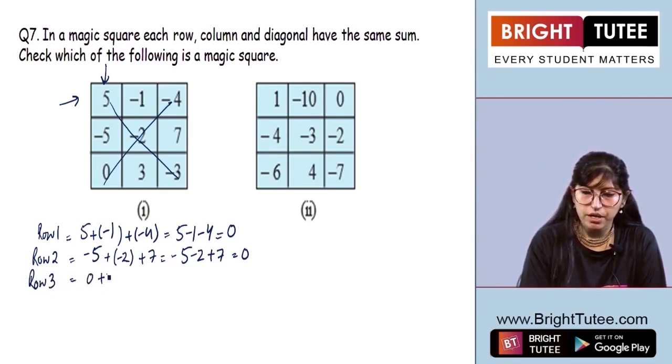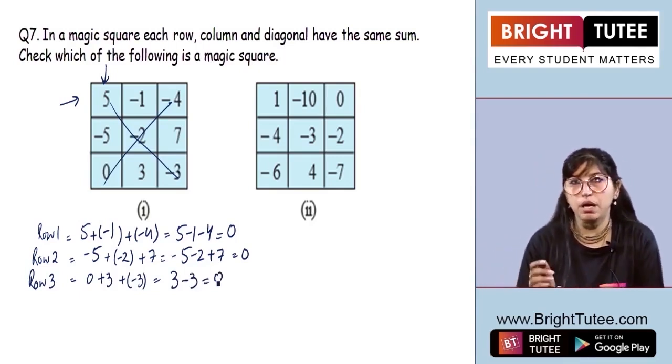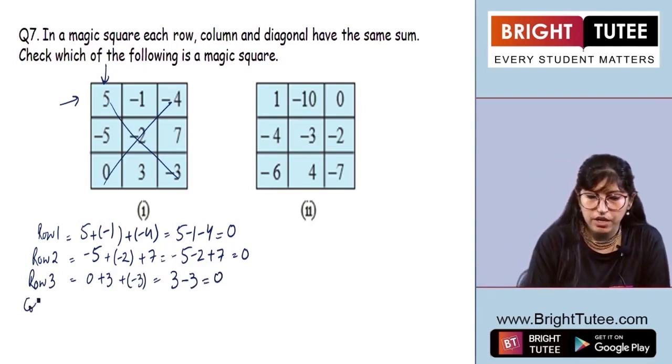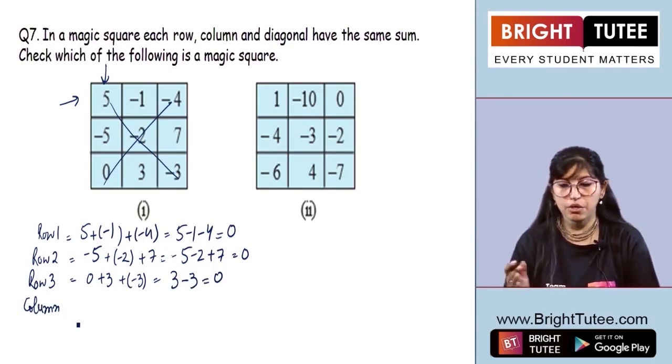We'll be getting 0 plus 3 plus minus 3. So 0 plus 3 is 3, plus minus 3 will be 0. So all the rows are the same; the final answers are the same. Let's try out the columns and then we'll check the diagonals. If everything is the same, then we call this a magic square.